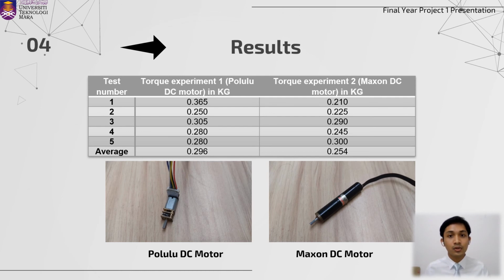To take the average weight pulled by the motor, I conducted 5 tests. The result is that the average weight pulled by the Pololu DC motor is 0.296 kg. Meanwhile, the average weight pulled by the Maxon DC motor is 0.254 kg.